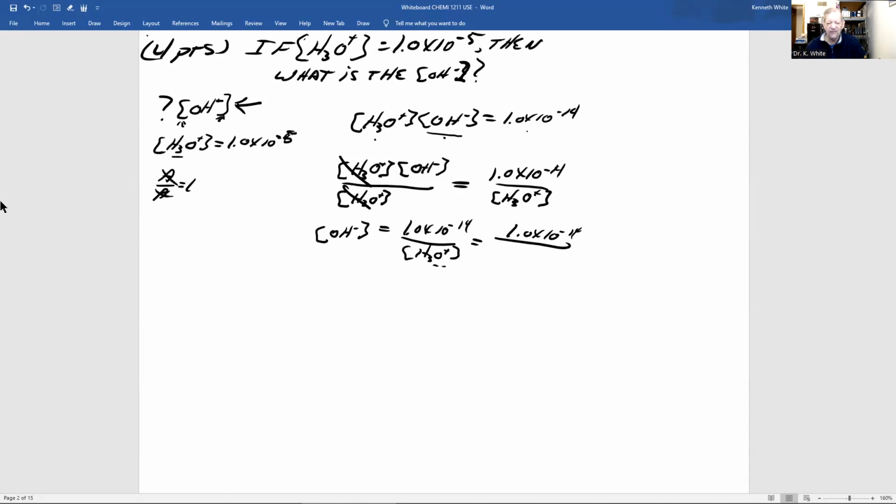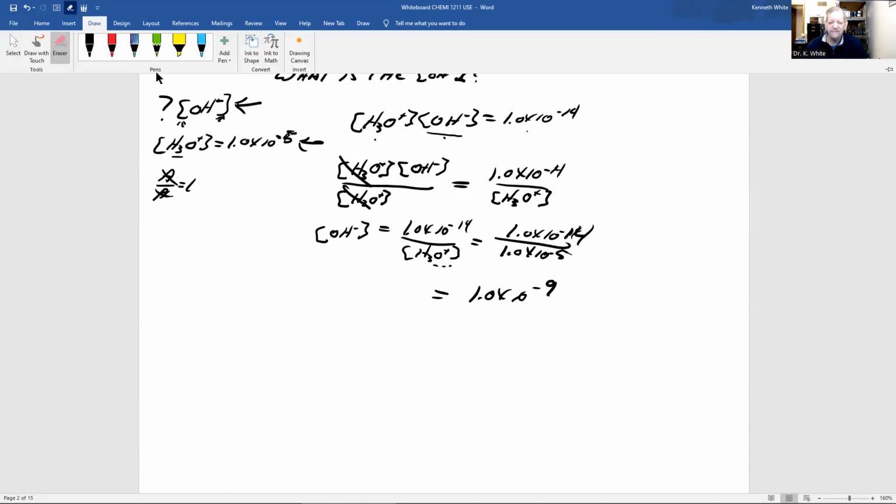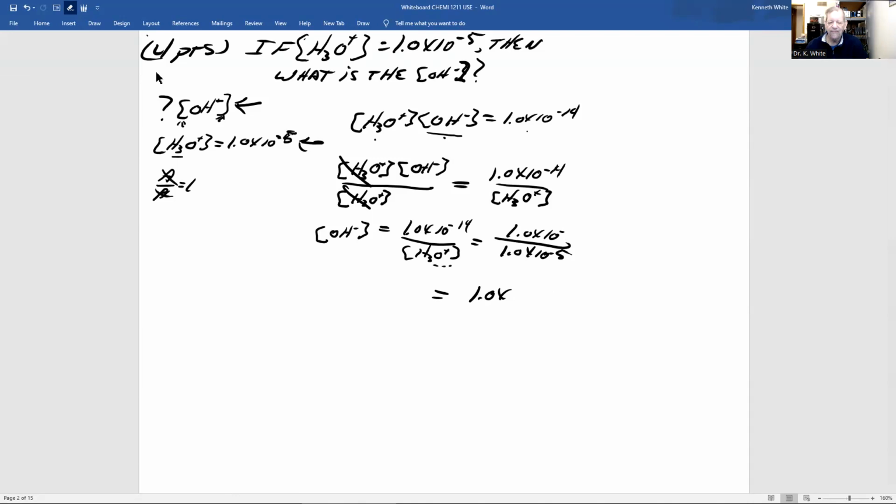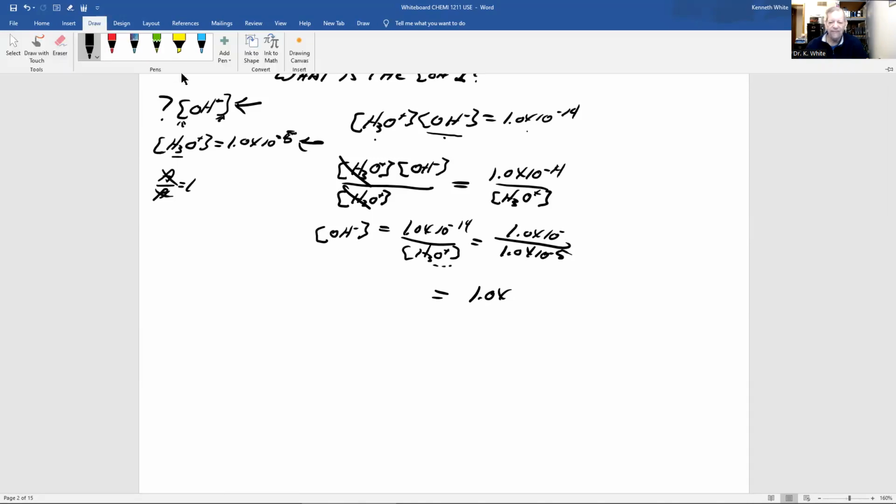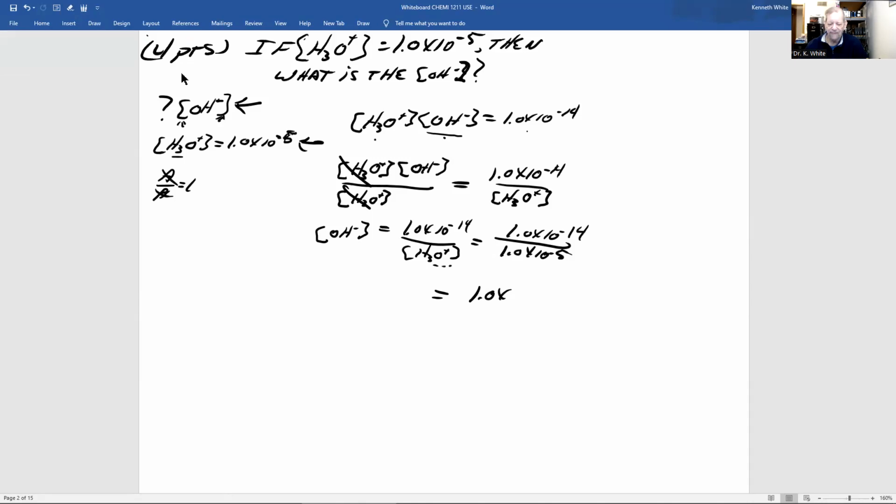What's the hydronium concentration? It's right here. 1.0 times 10 to the minus fifth. Get your calculator out, or remember this is 10 to the minus 14th. And the answer here is the concentration is 10 to the minus 9th. Let me clean this up a little. And this is our answer.